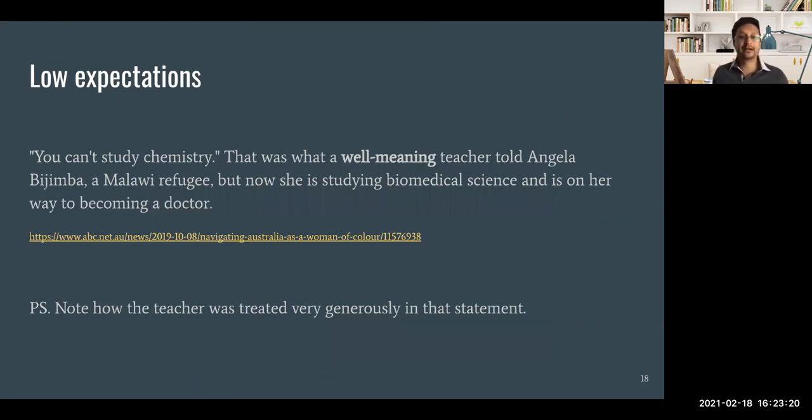Low expectations. You can't study chemistry. A well-meaning teacher, right? But she's now studying things on her way to becoming a doctor. And I just want to highlight in there as well that in this article, the teacher was treated very generously, right? When we were talking about punishing versus forgiving, this teacher was forgiven for what they had done. And so this is where you start to build up this pattern recognition when you see these things. It's one of those things that if you see it, you can't unsee it. And again, if Angela had this in a well-meaning teacher, think of all the other well-meaning people along her career path who will not give her that expectation because of some reason or another.